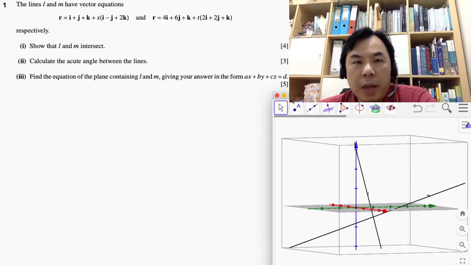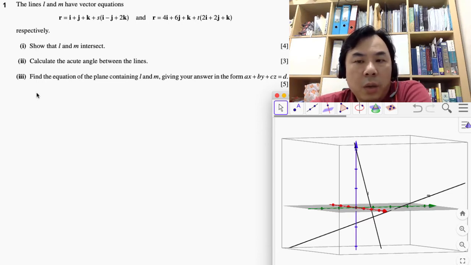We have both lines, L and M, with the vectors given as such. Now, the first one is given here, and then the second one is here. So this is line L, this is line M here. Now, to better understand how vectors work, it's best if we can explore the following question here.